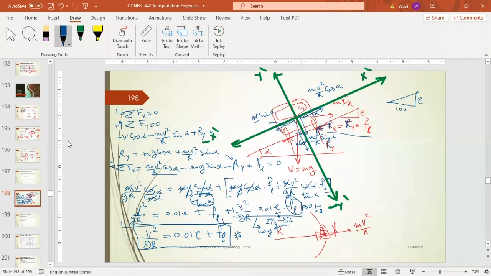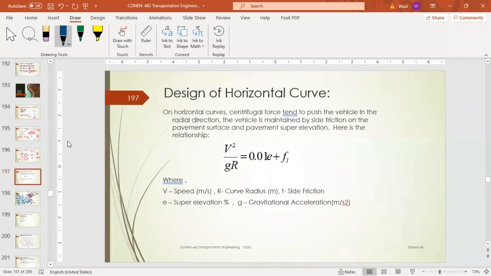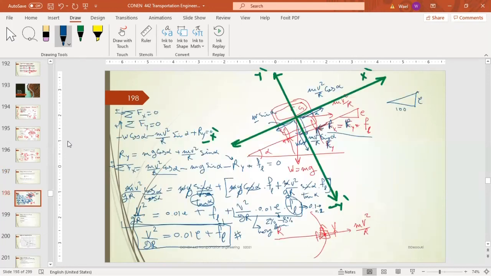So that's how we got this form. This formula came this way. Okay. Any questions, Shabab? Okay.